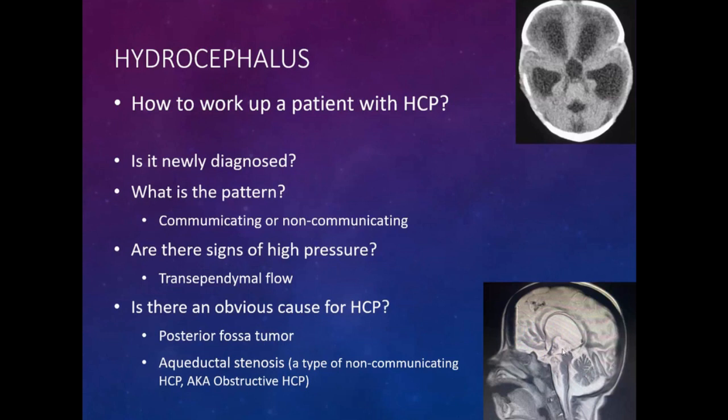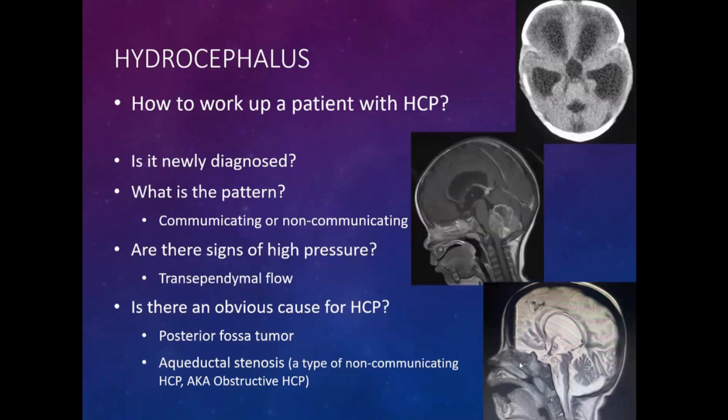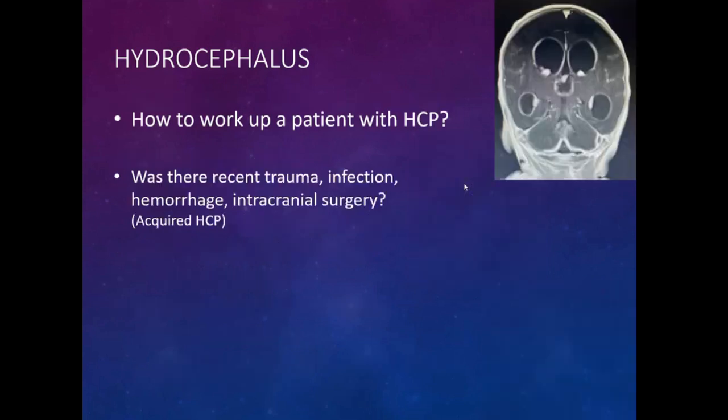Okay, so another thing to consider in the history is whether there was a recent trauma, recent infection, hemorrhage, or a recent surgery, because we can have acquired hydrocephalus. A lot of the time that needs treatment, and a lot of the time it doesn't. So, for example, here is an infant that had strep meningitis shortly after birth. And all of these pictures I'm going to show you here are of the same infant.